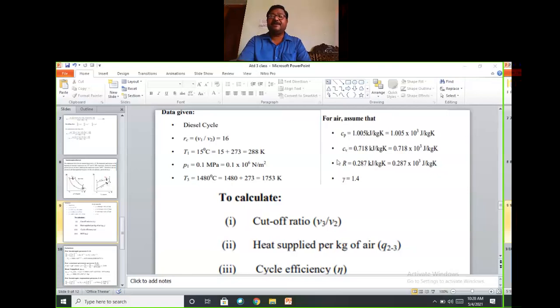For assumptions, sometimes he may give them, he may not, so you must be in a position to remember all these four. These are very important for air standard diesel cycle. Cp value is 1.005 kilojoules per kg Kelvin, or 10 to the power of 3 joules per kg Kelvin, and Cv value is 0.718. R value, the gas constant, is 0.287 kilojoules per kg Kelvin, equal to 0.287 into 10 to the power of 3 joules per kg Kelvin. If you divide Cp by Cv, you get gamma, 1.4.